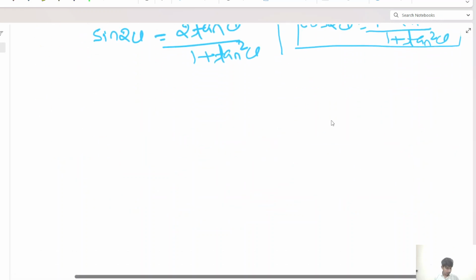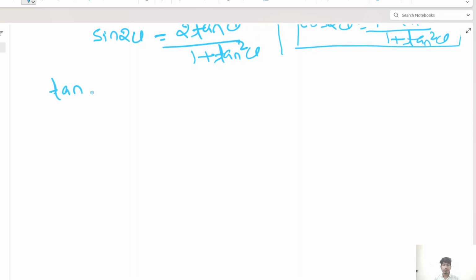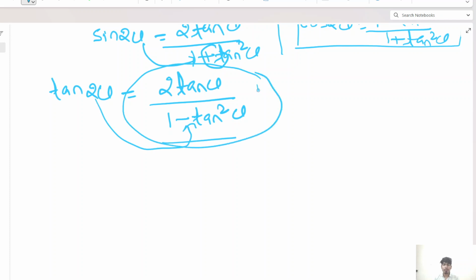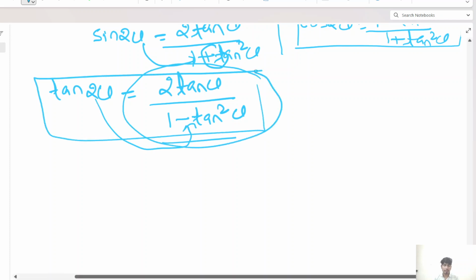Okay, these formulas, and one more is what? Tan 2 theta. This is 2 tan theta upon 1 minus tan square theta. What is the difference here? Here is plus in sin 2 theta, here is plus and here is minus. So you remember the difference.